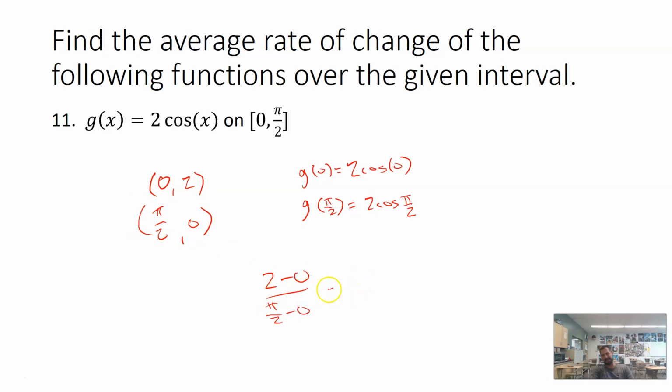And you can leave your answer like that. It gives you a decimal, 1 point something, if you type it into your calculator. You can do that if you want. You don't have to. That's number 11.